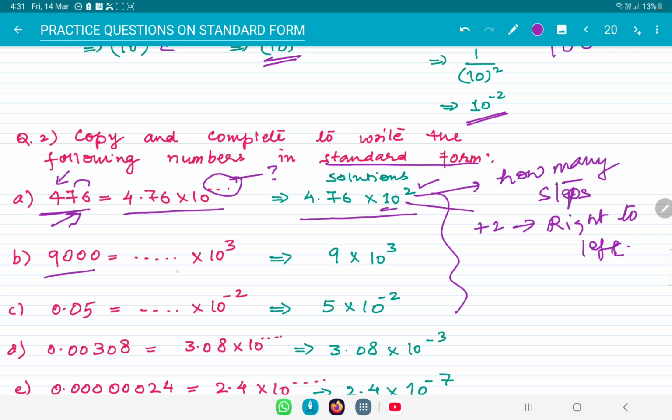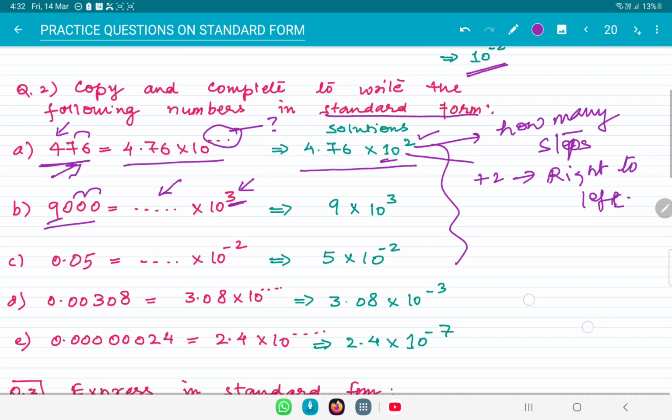9000 is equal to dash into 10 raised to the power 3. Here they want to know which digit will come. 10 raised to the power 3 means it is positive, and positive means we should move from right to left. How many steps? 1, 2, 3. So 3 steps, and 9. So 9 into 10 raised to the power 3.